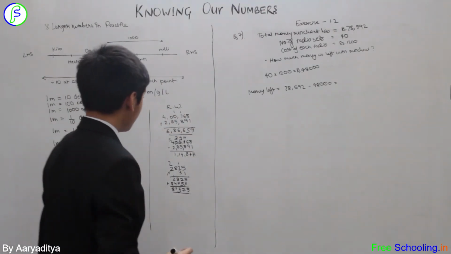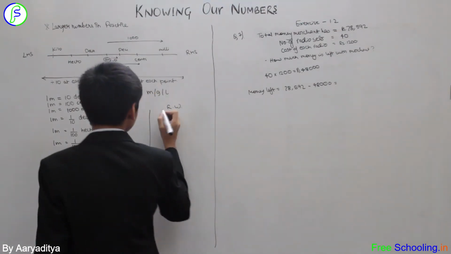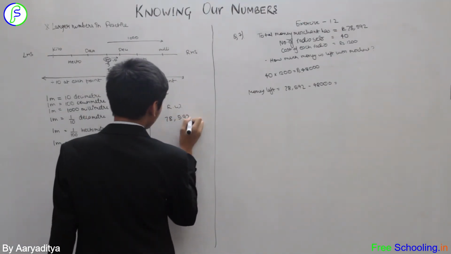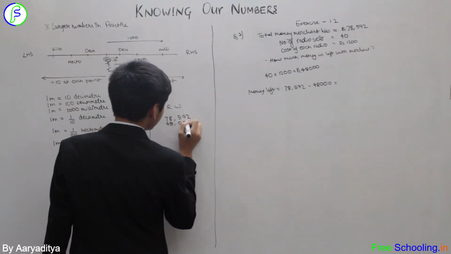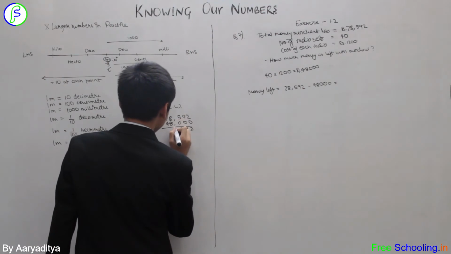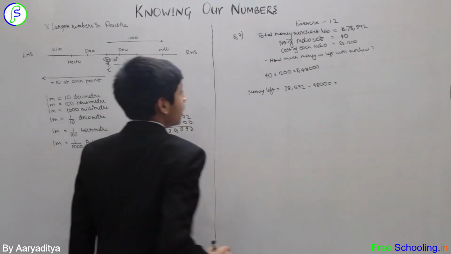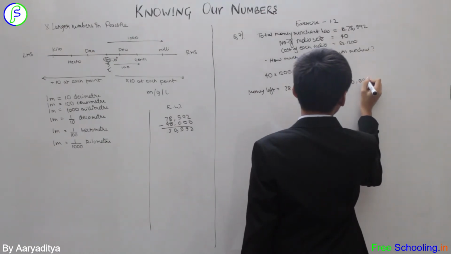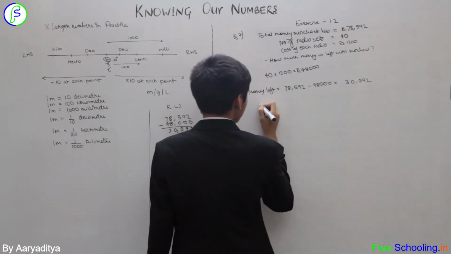Okay, let me erase this. So let us do the subtraction. 78592 minus 48000. Subtraction: 2 minus 2 is 0, 9 minus 9 is 0, 5 minus 5 is 0, 8 minus 8 is 0, 7 minus 4 is 3. So this much money will be left with her: 30,592 rupees. So what will be the statement?